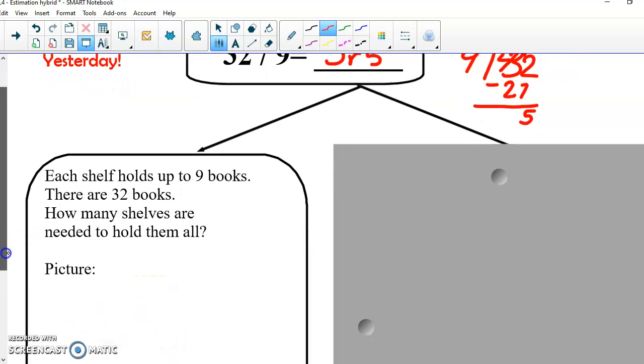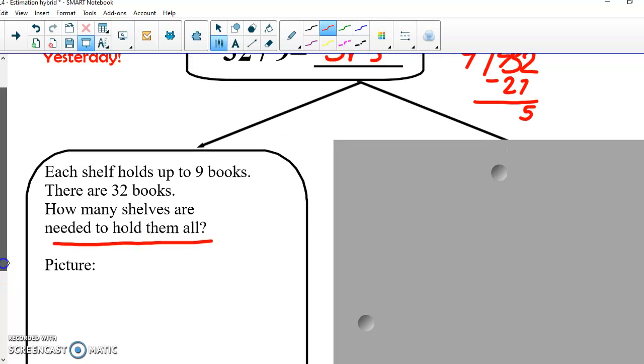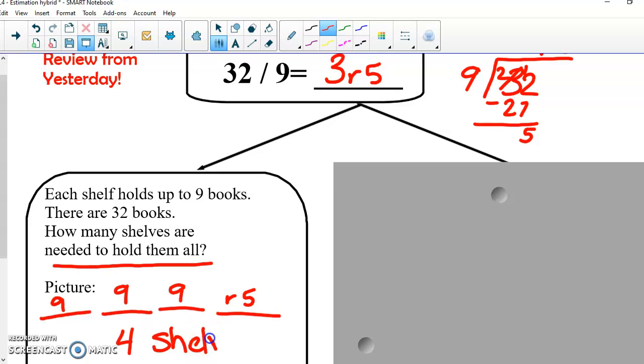So if I'm going to draw a picture here, I need enough shelves for all of my books. And I just found out up here that I need at least 3 shelves. 1, 2, 3. There's 9, 18, 27 books, but I still have those 5 left over. But I need enough shelves for all of them, so that means I would need 1 extra shelf. So I would need a total of 4 shelves.